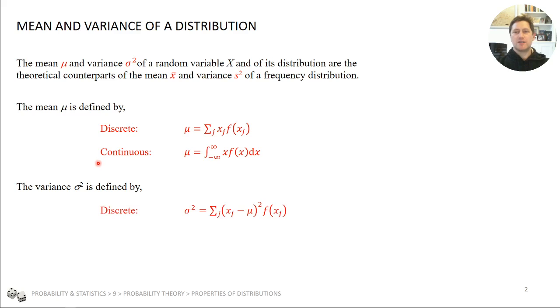Likewise for variance, the variance of a discrete distribution is the sum of (xj minus mu) squared times the probability, and the variance for continuous is (x minus mu) squared times the probability density function integrated from minus infinity to infinity. So for any probability density distribution that we get, we now can calculate what its mean and what its variance are.